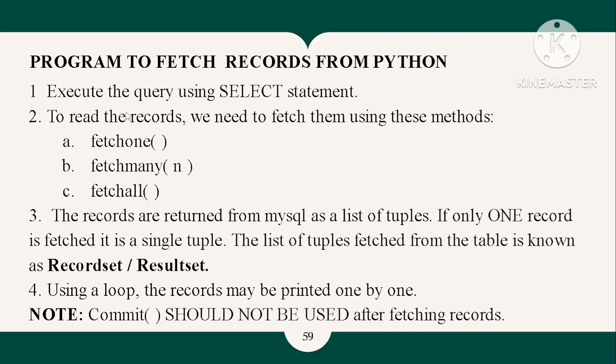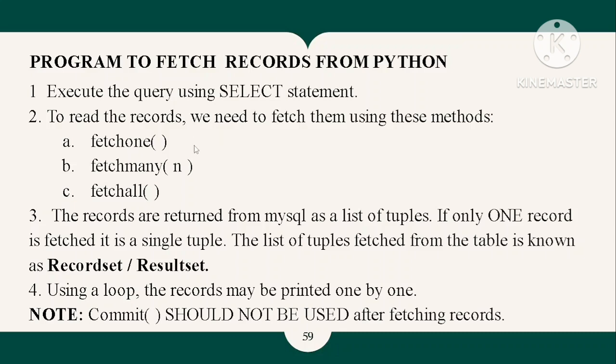So say for example, select star from employee where department equal to sales. What will happen? All the employee records who are working in sales department will be searched. Say we have 20 employees, right? The 20 employees will be returned, but we will not be able to print it on the screen. So what should you do? You should fetch the record and then print it. How will you fetch the record?